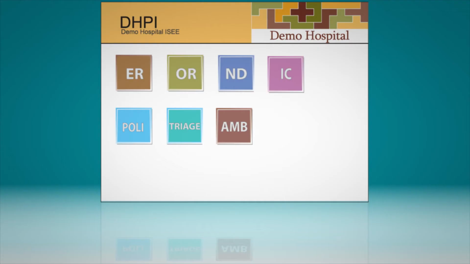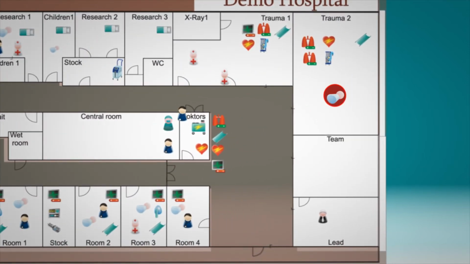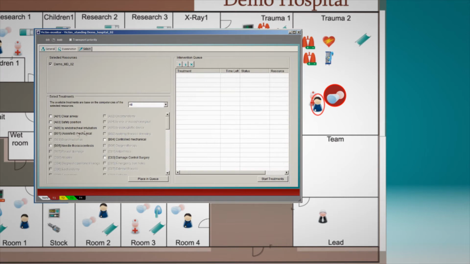A victim enters the hospital via the emergency department. The hospital's resources are matched in ISEE with a real-life situation. Medical personnel must effectively be combined with patients. Depending on the competences of the personnel, they can execute simple or complex treatments. This is a key asset of ISEE.